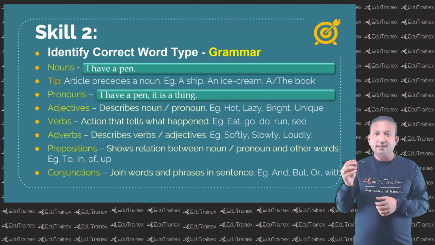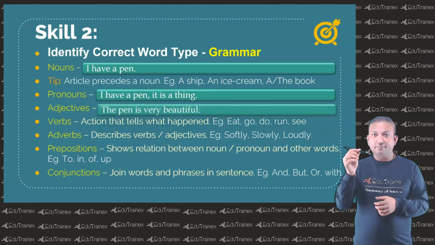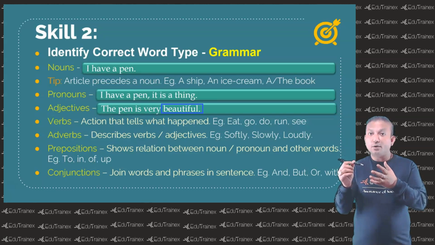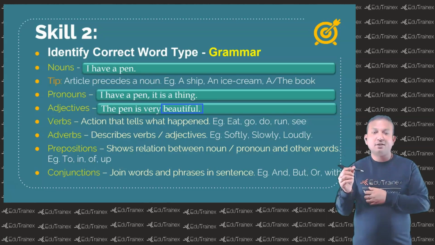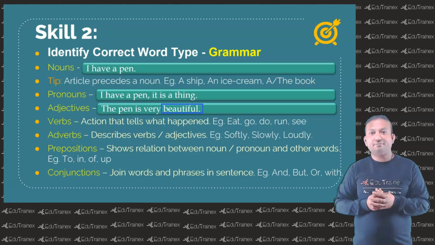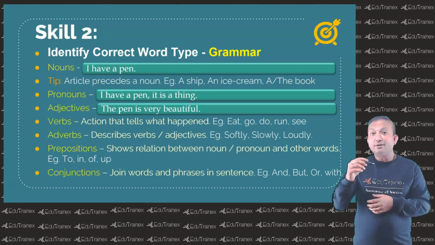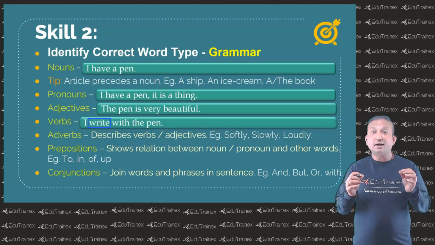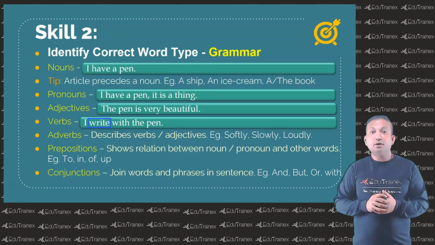Next, if I say, the pen is very beautiful. So, what is beautiful here? I am describing the pen here. And the pen itself is a noun. So, any word that describes a noun or pronoun is an adjective. So, beautiful is an adjective. Now, if I say I write with the pen, so what is write here? It's actually an action. I'm doing something. So, write here is a verb. And verbs always describe an action.